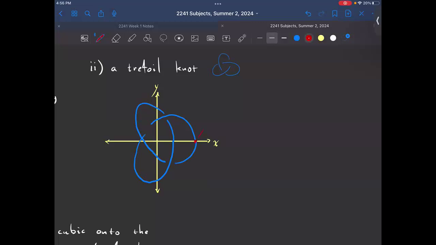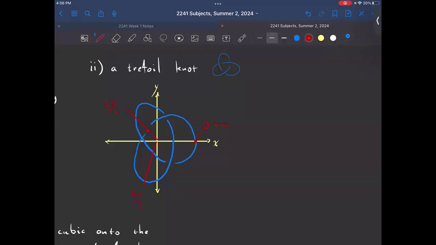Okay, so at 0, I want maximum radius. And at, let's see, what does this look like? Maybe 5 pi over 6, I think. 5 pi over 6. I want the minimum. And then at 4 pi over 3, I want the maximum again. Okay, so how do I get this to work the way that it should?